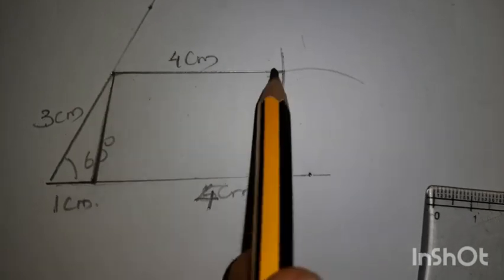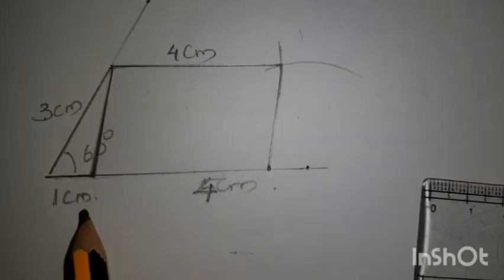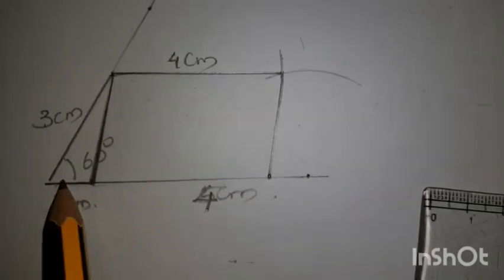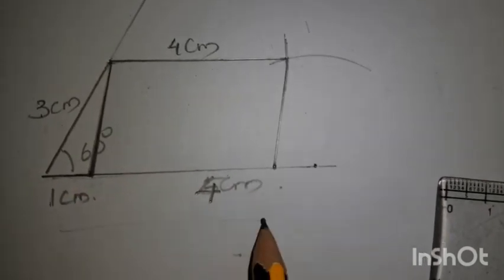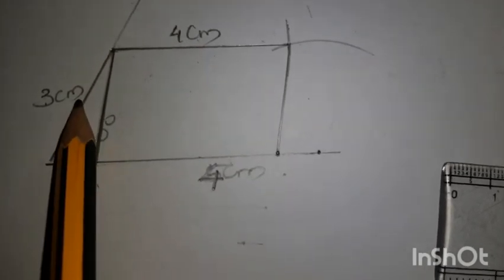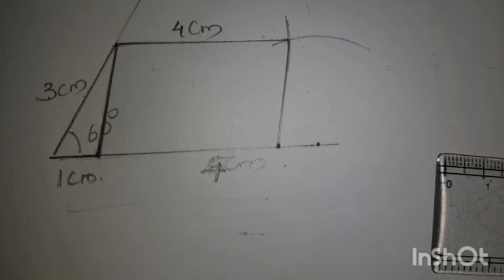So you got a triangle and a parallelogram, and you have completed the non-isosceles trapezium with a 5 centimeter bottom side, 4 centimeter top side, and side 3 centimeter with an angle of 60 degree.